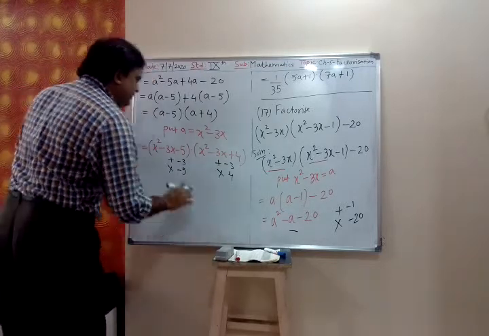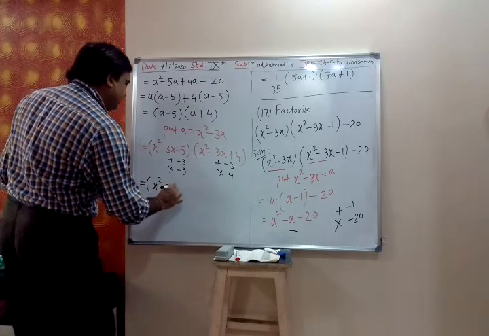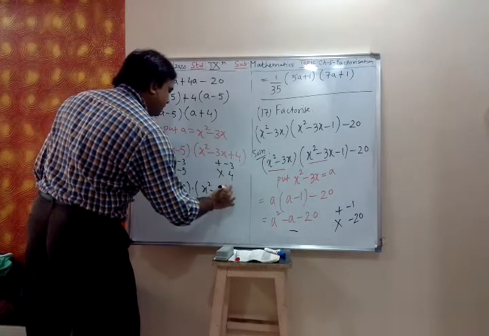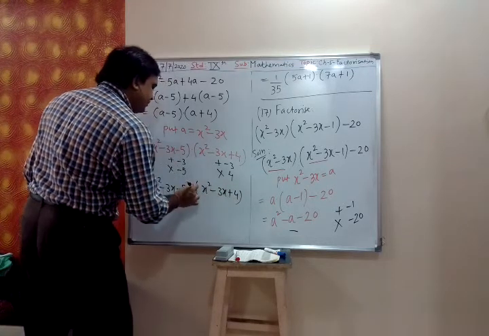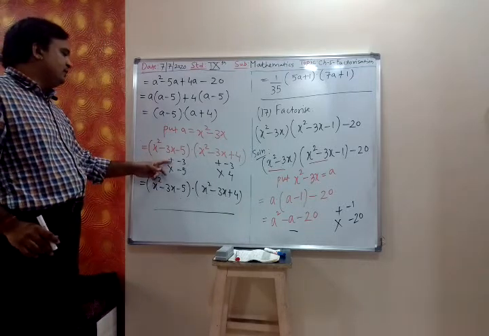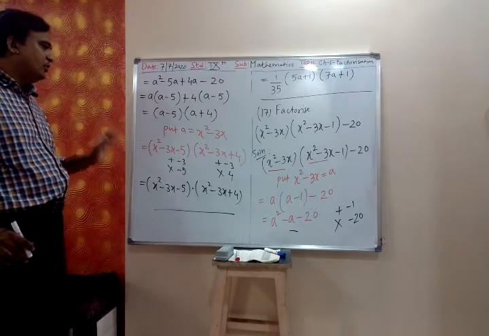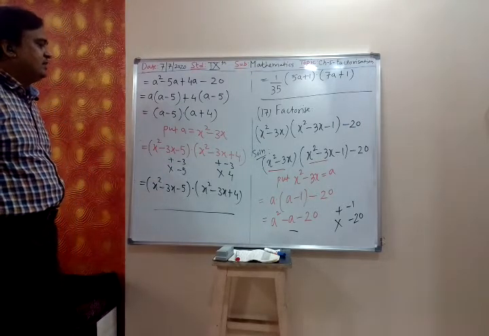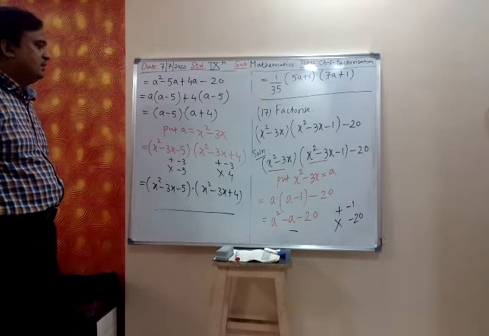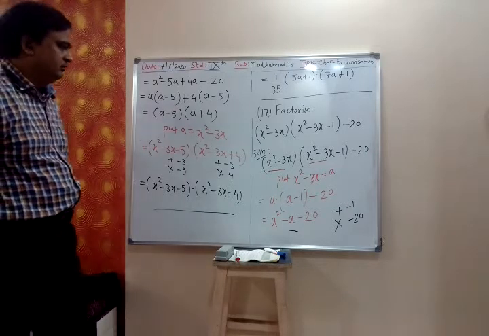We cannot factorize, so this is our final answer. x square minus 3x minus 5, we stop there. If we cannot factorize, then we stop there. x square minus 3x plus 4, and this is the answer, because there are no two numbers whose sum is minus 3 and multiplication is minus 5. Is it clear?